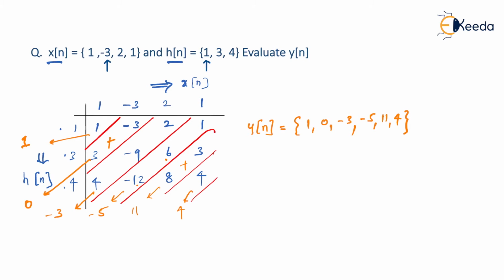And see to it, even though the sequences, that is x of n as well as h of n, are quite lengthier as compared to the previous sum, once you go for the tabular method, it takes the same time, whatever may be the size of the sequence given. So this is quite an effective one.